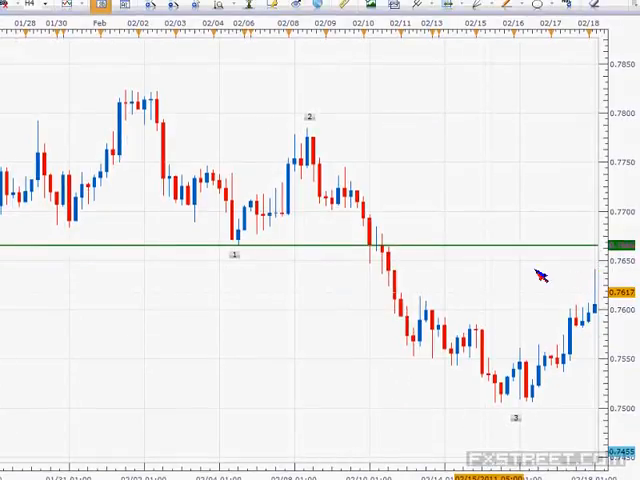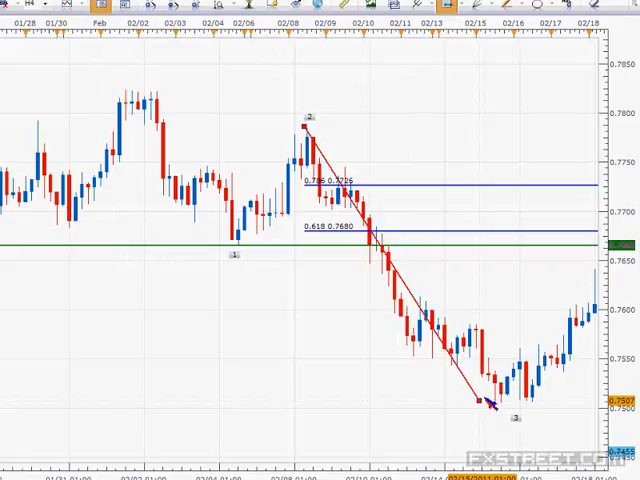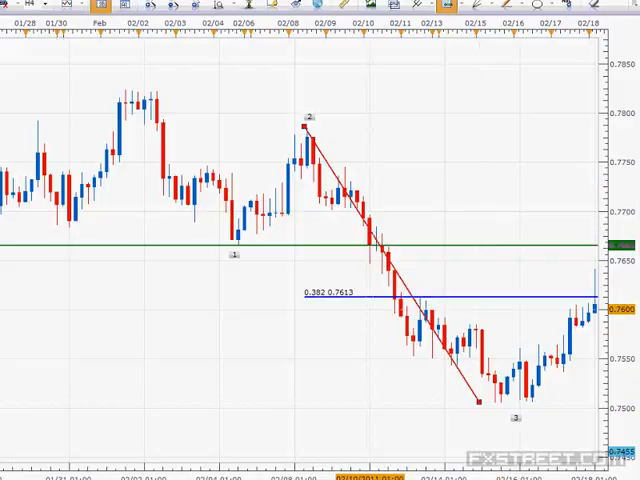Wave 4 tends to terminate near the 38% retracement level of wave 3. So let's just draw from the beginning of wave 3 to the end. Let me change around my fibs so I'm sharing with you the 38% retracement level. So that's around 76.13.